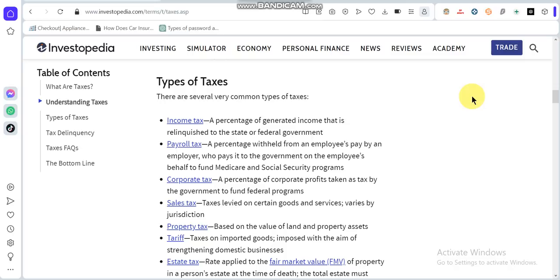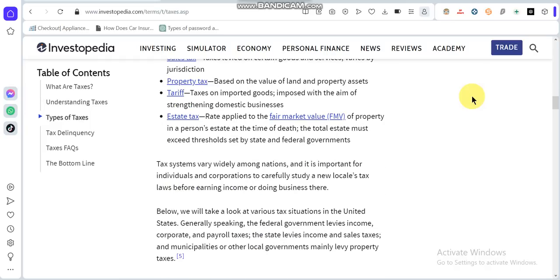Sales tax, tax levied on certain goods and services, varies by jurisdiction. Property tax, based on the value of land and property assets. Tariff, taxes on imported goods imposed with the aim of strengthening domestic businesses. Estate tax, a rate applied to the fair market value (FMV) of property in a person's estate at the time of death. The total estate must exceed thresholds set by state and federal governments.